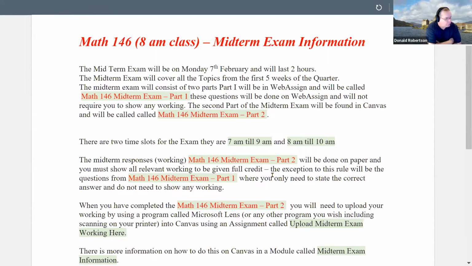Part 1 of it will be in WebAssign, and it will just look like normal homework. When you go to WebAssign, everything else will have disappeared again, and there'll only be one thing looking at you: midterm exam part 1. Those questions are there because you need to be able to use software. For instance, what we did today, you couldn't do that on paper. So you're going to do those questions there.